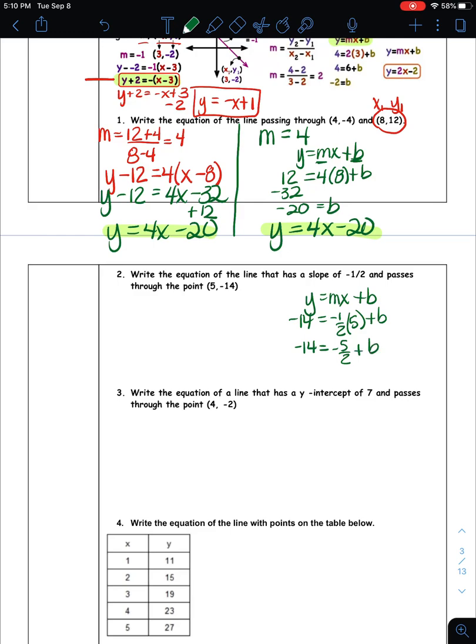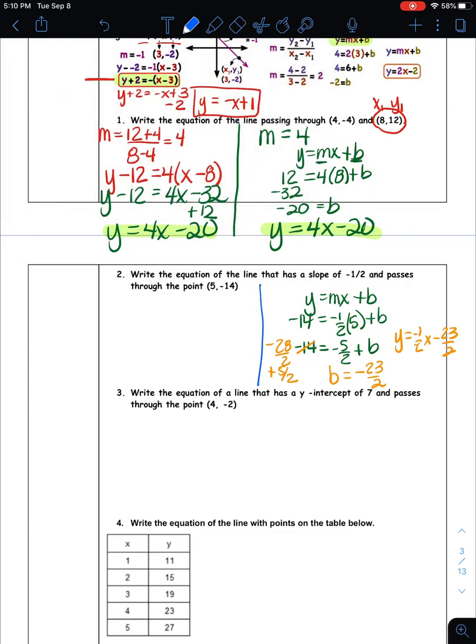So then if I change this so that I have a common denominator, I would need to change this negative 14 to negative 28/2. I'm going to add 5/2 to both sides, and I get that b is equal to negative 23/2. So I can rewrite my equation, y equals negative 1/2 x minus 23/2. I can do the same thing over here.